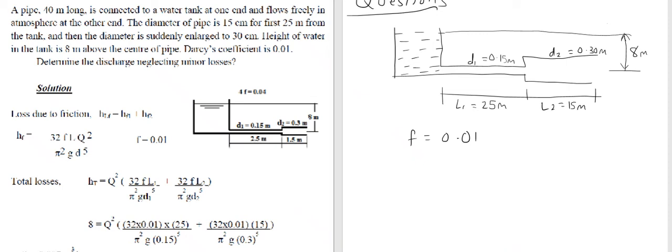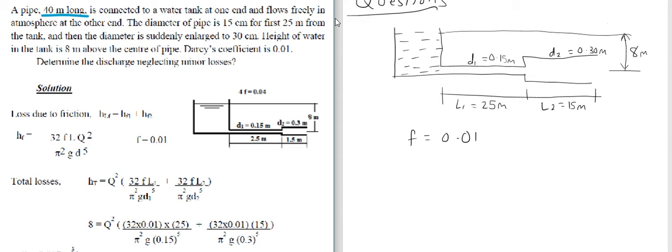Okay, now taking some questions. Let's take number one, the first question. I read: a pipe 40 meters long is connected to a water tank at one end and flows freely in the atmosphere at the other end. I have already drawn the diagram here.